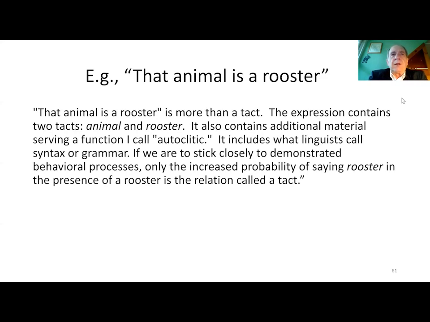Now it could be a tact if that was trained as a unitary response in the presence of a rooster, and the child always says that animal is a rooster, that animal is a rooster, as if it were a single response. But that would be highly abnormal. We would not want a child to treat that animal as a rooster as if it were a single response that always hung together as a unit. We would like the response to be flexible. That animal is a lion, that animal is a dog, and so on.